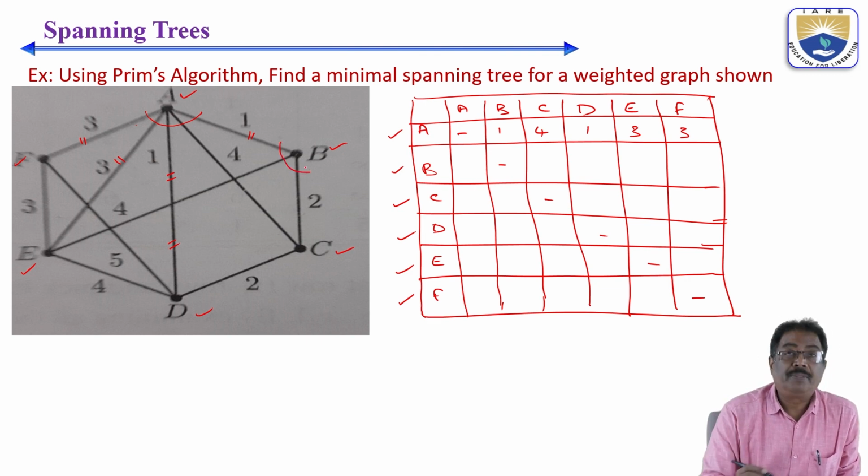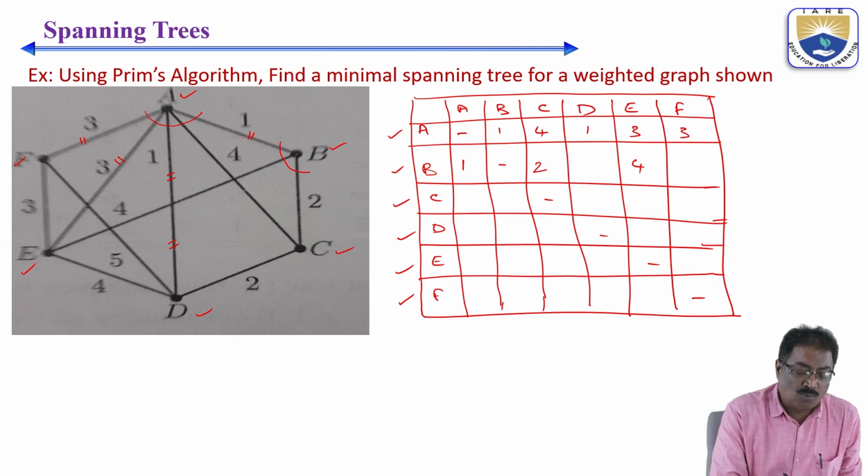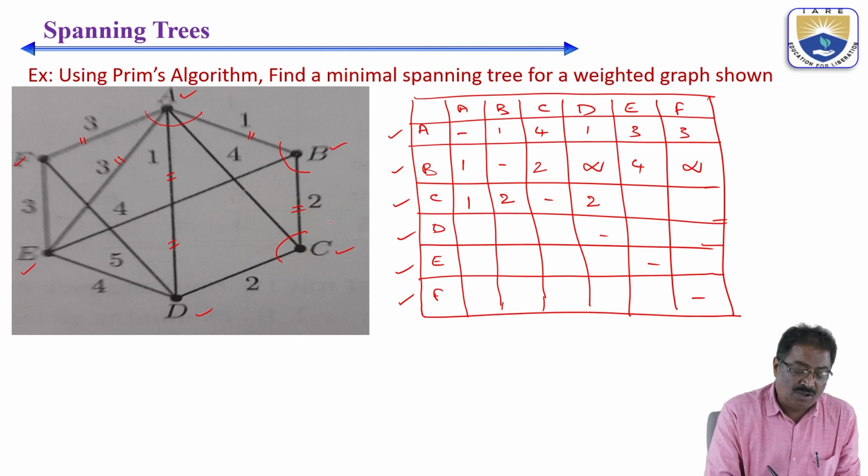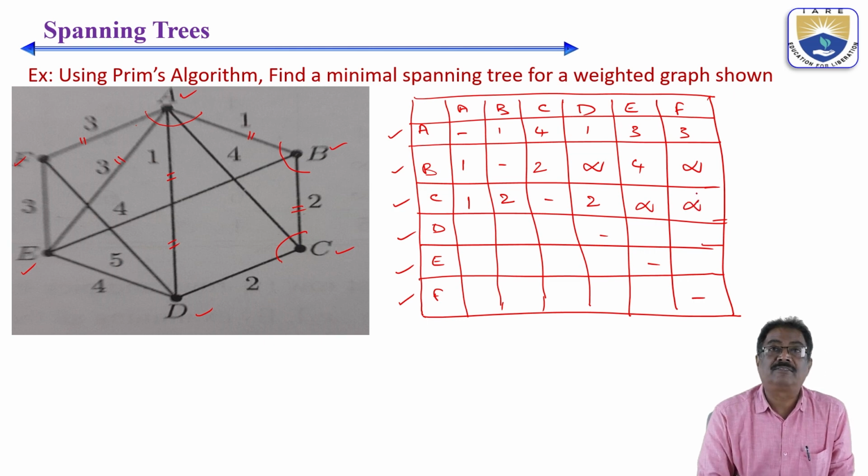Next, B. Once again, B to A is 1, B to E is 4, and B to C is 2. So only 3 entries. The remaining are not reachable, so infinity. Then C: BC is 2, CD is also 2, and CA is 1. So I fill this, and the degree is 3. So 3 entries are there, and the remaining are infinities.